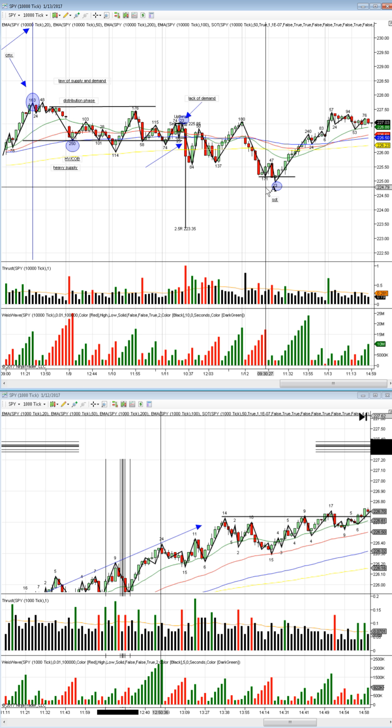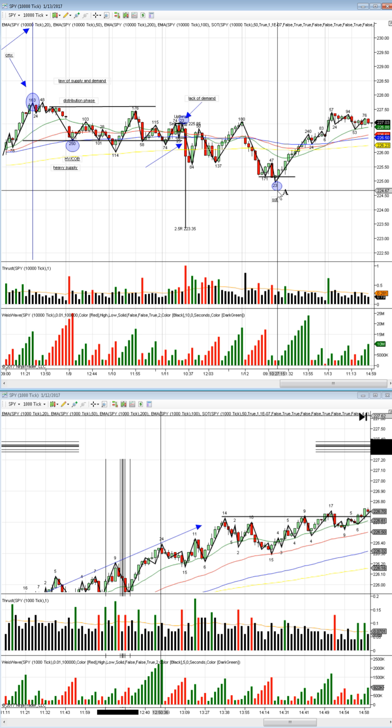You go from 171 volume to 23 volume. What's that telling you? It's telling you I don't have any more sellers. I don't have any more sellers. There are no more sellers.